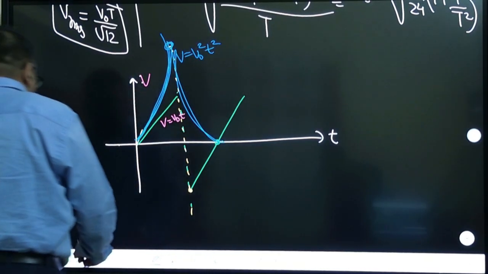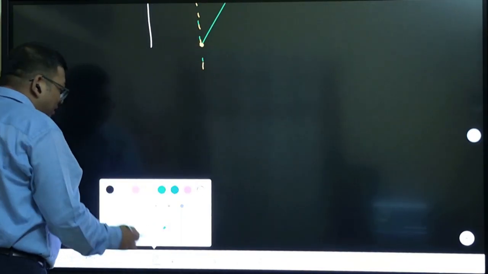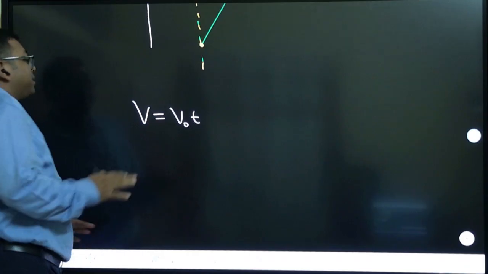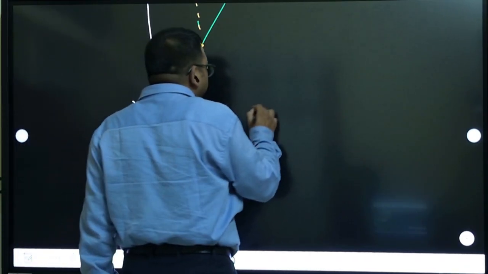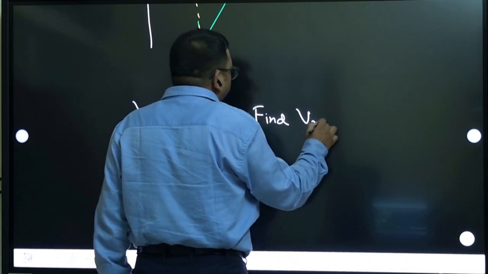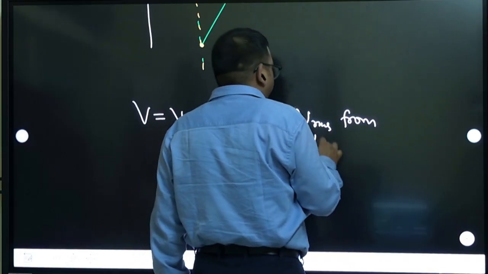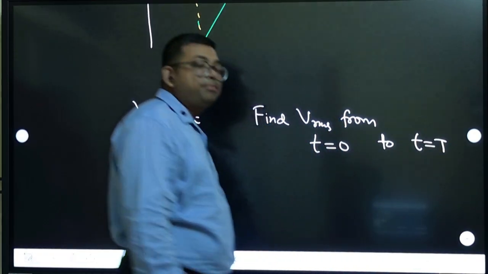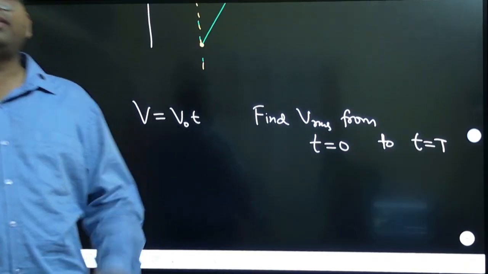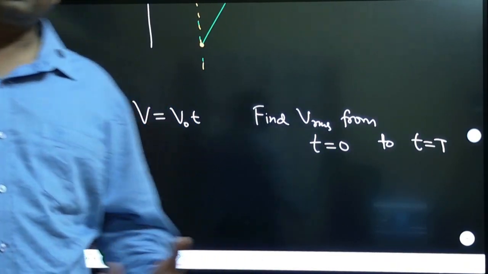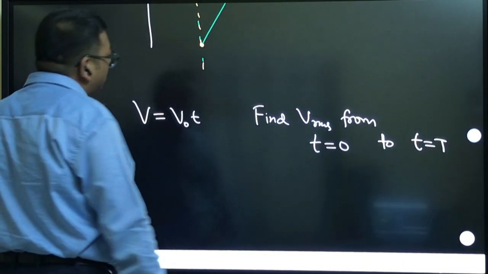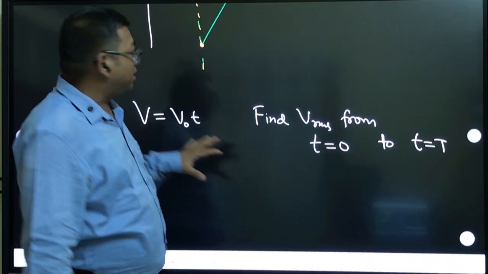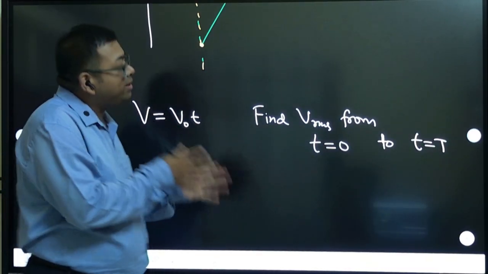But in NEET, what will they ask? In NEET, they will not tell anything. They will just give v equal to v naught t, and they will ask, find v RMS from time 0 to time t is equal to T. That's all. That means they will not show it as alternating. They will simply give a function. A similar question has come, I think, in some previous year. They will simply give a function and ask you to calculate RMS.